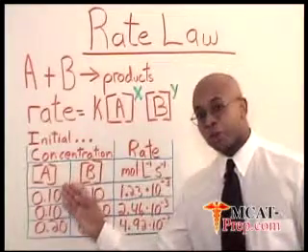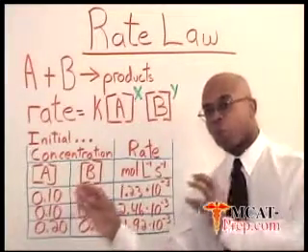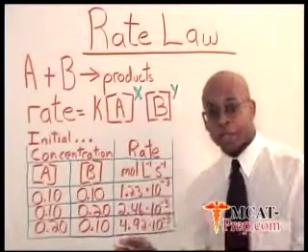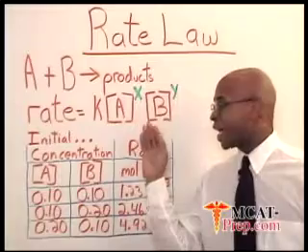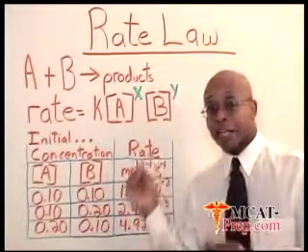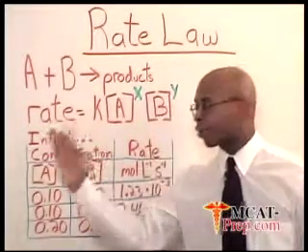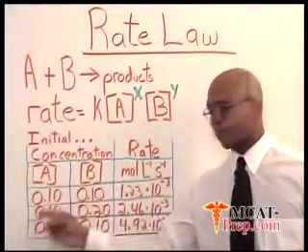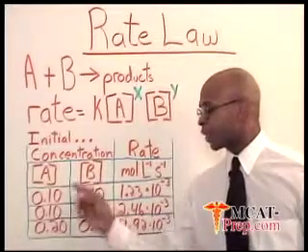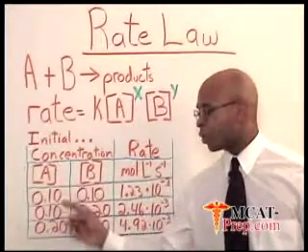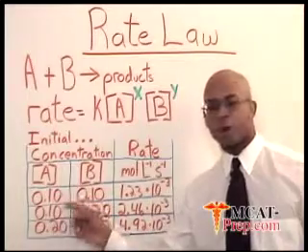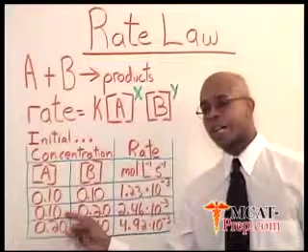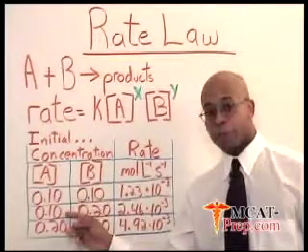So, in order to do so, we look at an experiment in which one of the particular reactants will not change. Then we look at what happens when the other reactant does change, and we examine its effect on the rate of reaction. So if we look at the first two experiments, the concentration of A remains constant. It is 0.10 moles per liter, and then it is 0.10 moles per liter. So it does not change in the first two experiments.